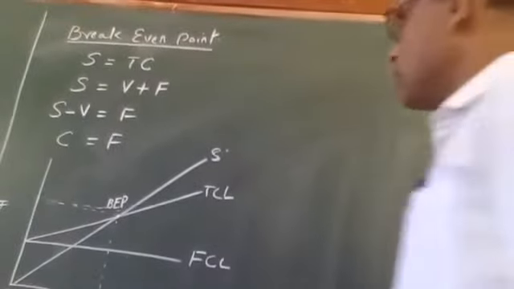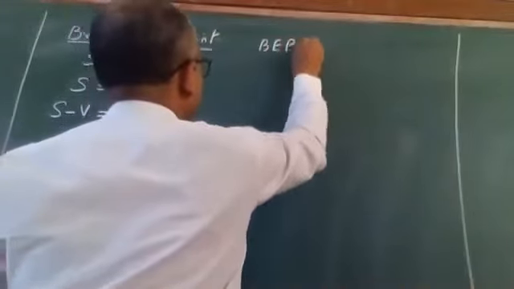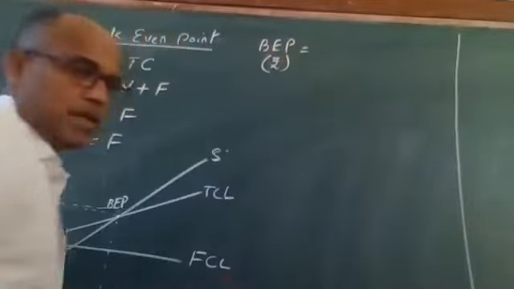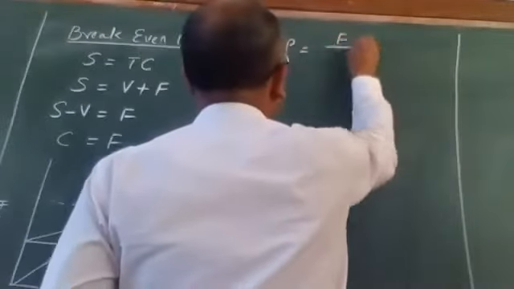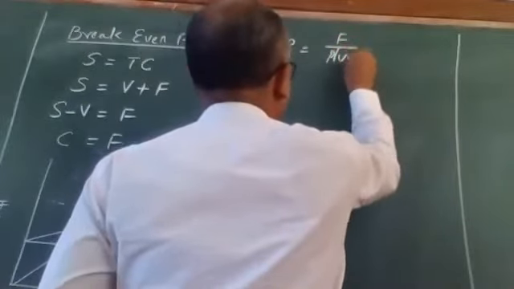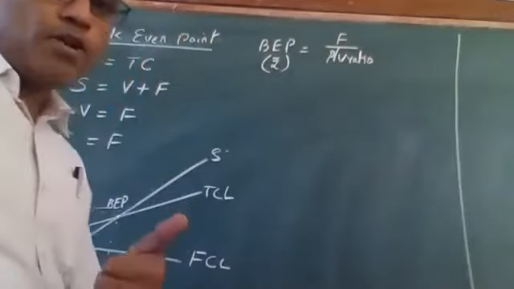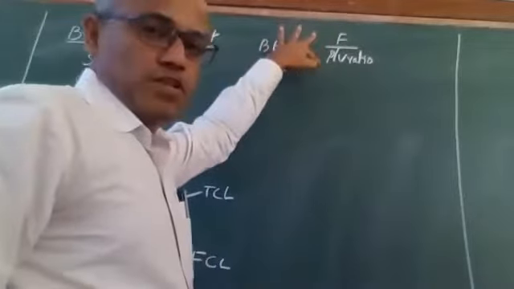So how do you find out break-even point? Break-even point can be found in terms of rupees. If you want break-even point in rupees, the formula is fixed cost divided by profit volume ratio, PV ratio. If you want to find out break-even point in rupees, the formula is fixed cost by PV ratio.